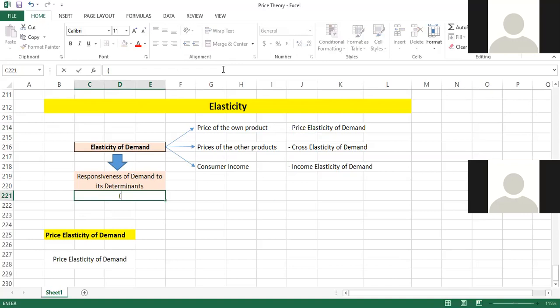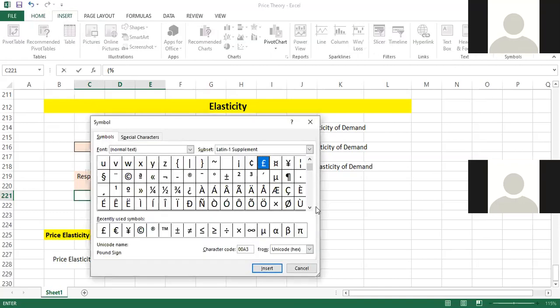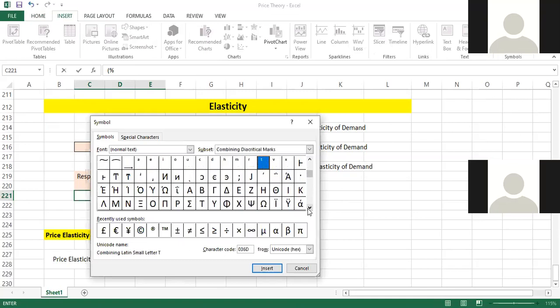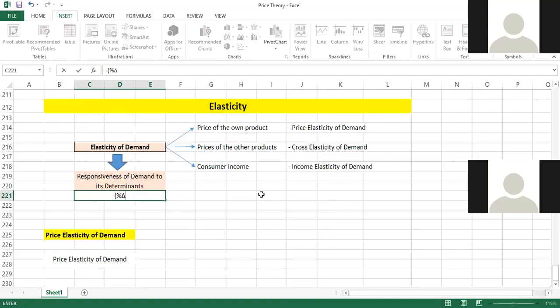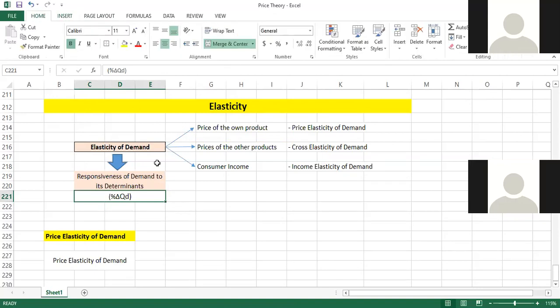So always we measure as the percentage change, you know, to denote change. What is the sign we use in mathematics to measure change? Triangle. Yeah, so we call it delta. Delta. Yeah, so this is the sign, right? So it is the percentage change in quantity demand. So this is what we measure, right? So always we measure the percentage change in quantity demand. So that is how we measure the elasticity of demand.